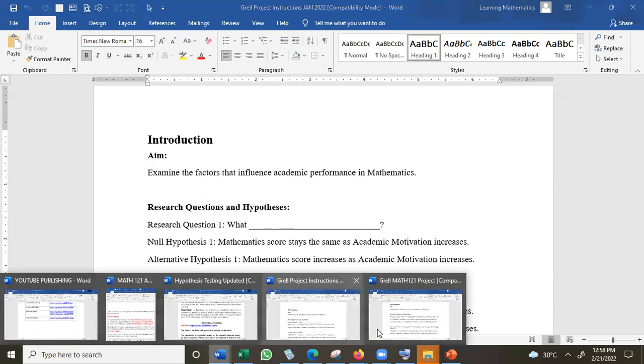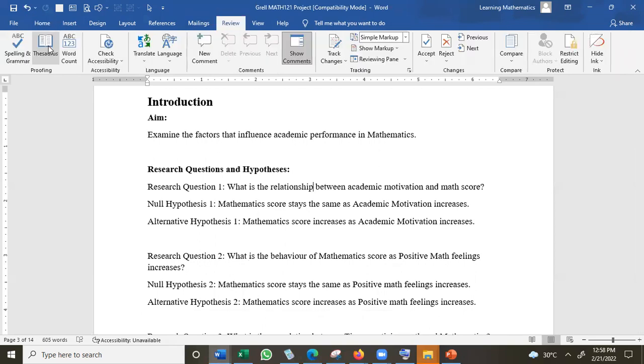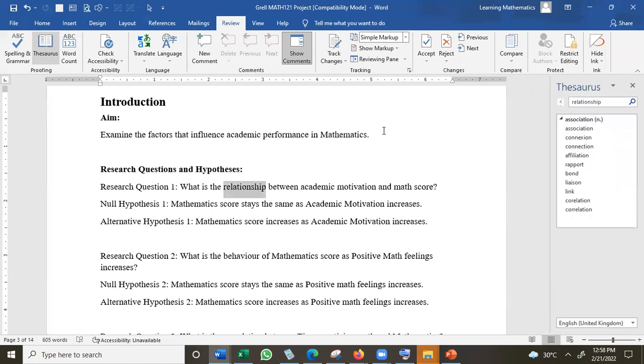So I did my example here, and you can rephrase it all you want. Research question 1: What is the relationship between academic motivation and math score? You can rephrase it in another way. You don't have to use the word relationship. You can go to review, go to thesaurus, and you can get another word for relationship.